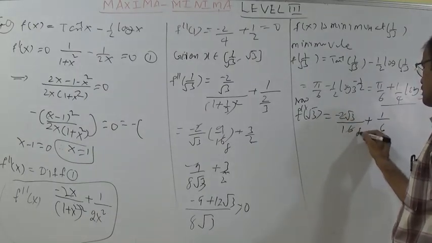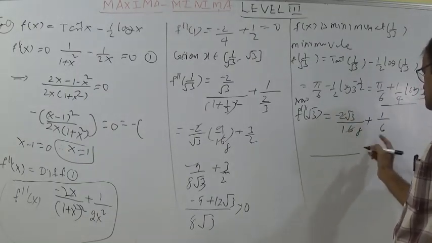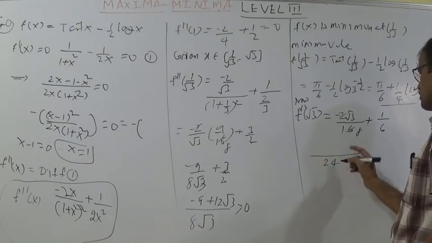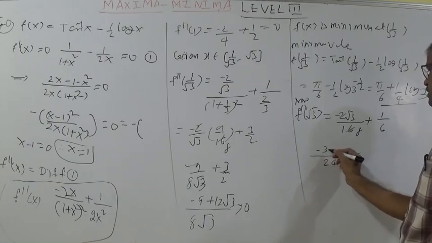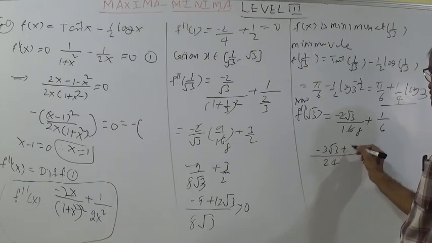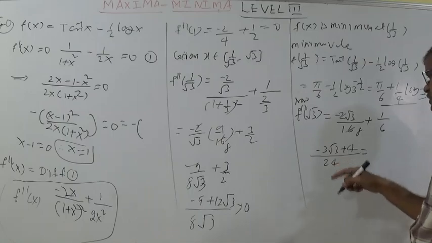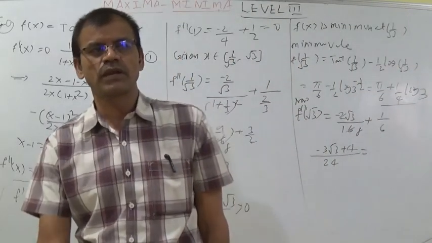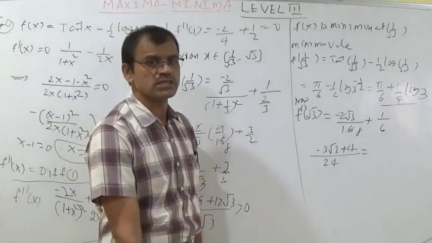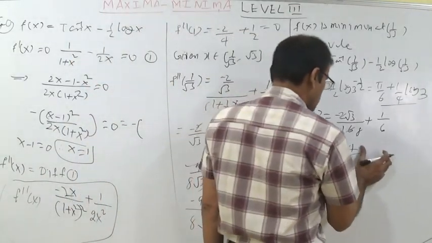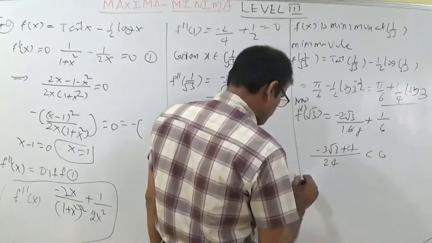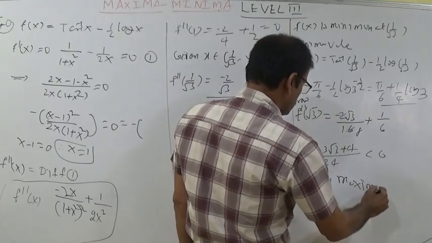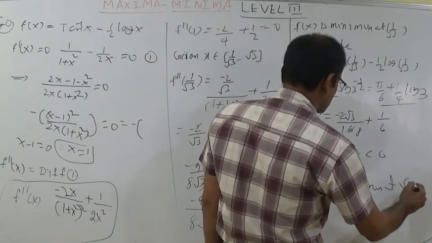This 2 taken this side will be divided 8 times, 8 and 6, LCM is 24. LCM of 8 and 6 is 24. 8 3 times you will be dividing, here you can write minus 3 root 3 plus 4, 4 minus 3 root 3. 3 into root 3 means 1.73, 3 into 1.7 becomes 5.1. 5.1 minus 5.1 plus 4, it is less than 0. You can write this is less than 0. Therefore, f of x is maximum at root 3.